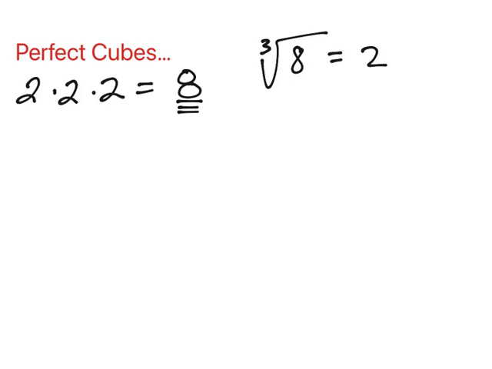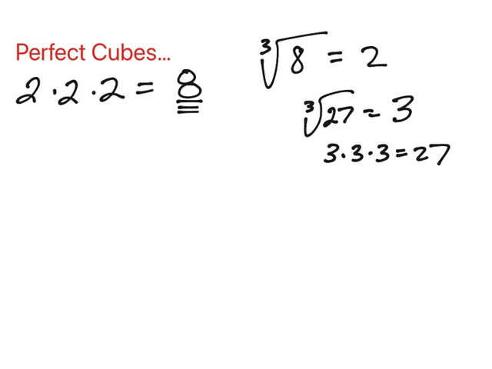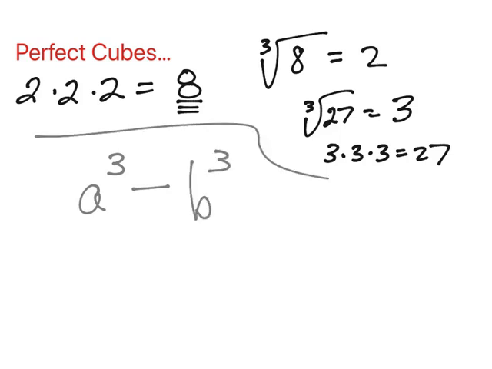Another perfect cube is 27. So the cube root of 27 is 3, because 3 times 3 times 3 is 27. So if you have a difference, and difference means subtraction, so if I have a perfect cube, a cubed, difference means subtraction, another cubed, then if we're talking about the difference of cubes, we can factor this in a very easy way.